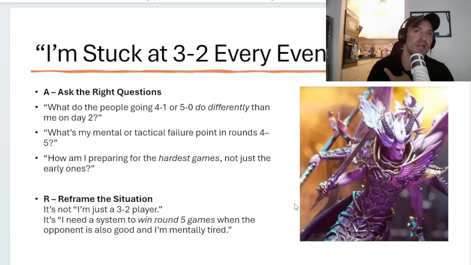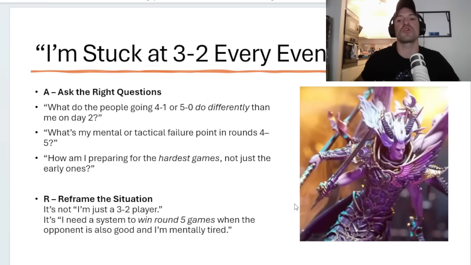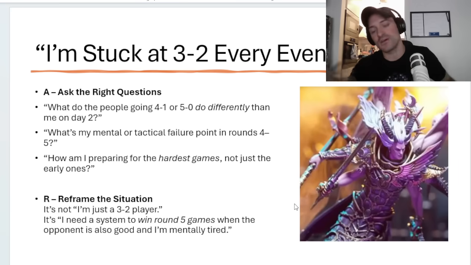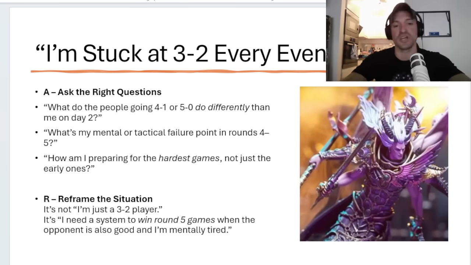So this is a big one. A lot of people love to prepare for like the first game, but they don't prepare for the hardest games, which are generally going to be your latter round games if you are planning on trying to go 4-1 or 5-0. So we got to reframe this situation.